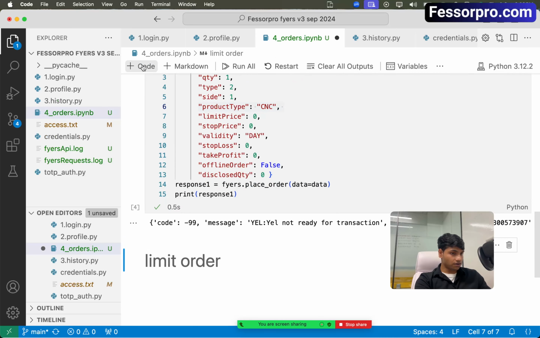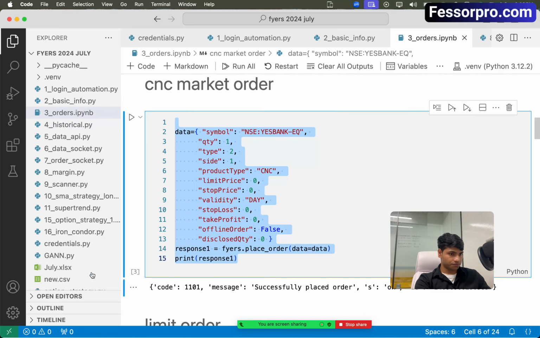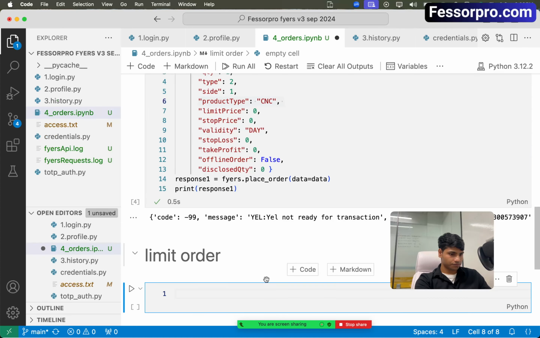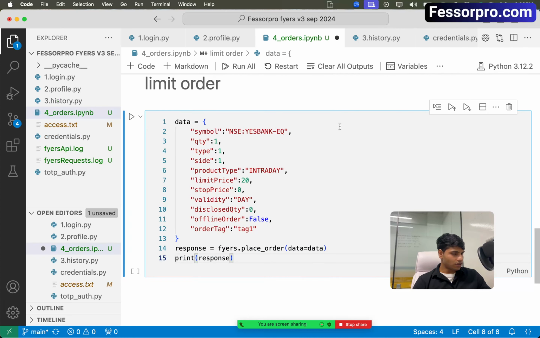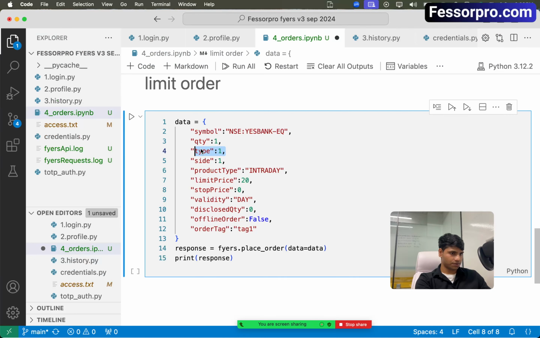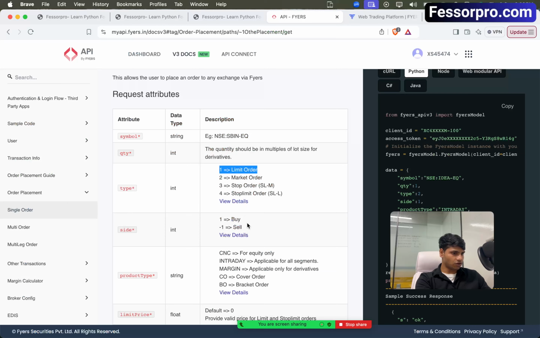Now limit order, let's place a limit order now. All the things are same, symbol is same, quantity is also same, the type is different. Now how do I know I have to change type? By documentation. You can see if you want to place a limit order, you have to write type as 1. So I have placed type as 1. Then side, I want to buy, so I have written 1 again. If you want to buy, you have to write 1. If you want to sell, you have to write -1.